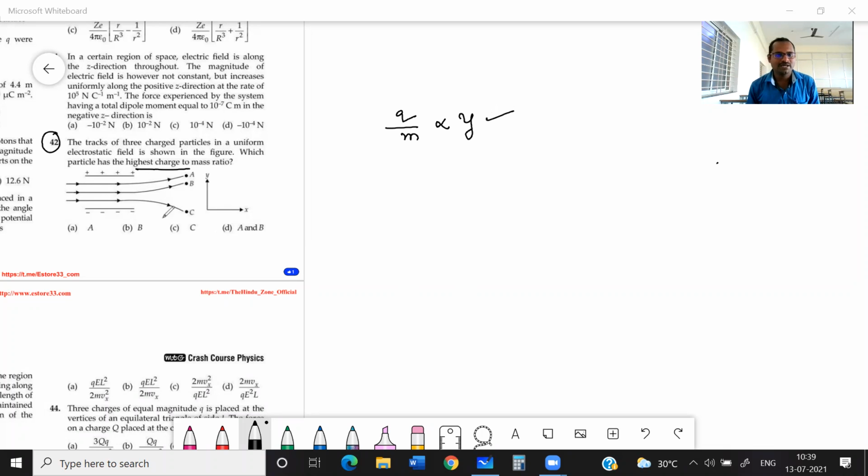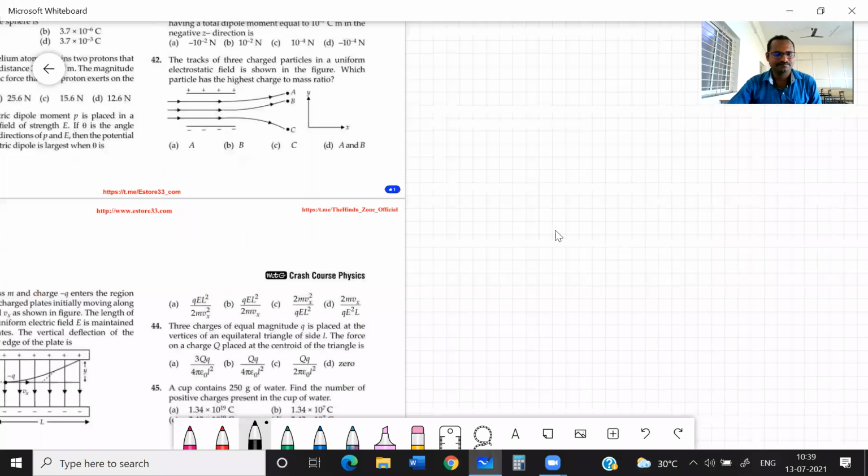Remember this. C is deflecting more, so C will have the highest charge to mass ratio. So option C is the right answer. Okay, students, now let us move on to question number 43.